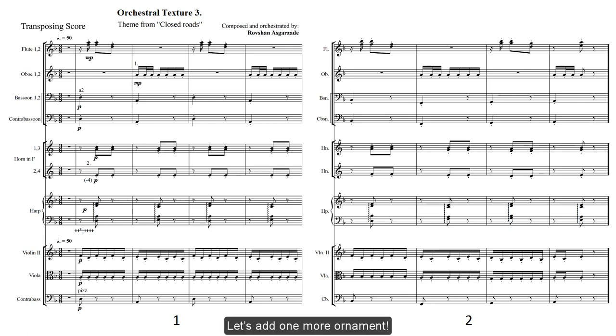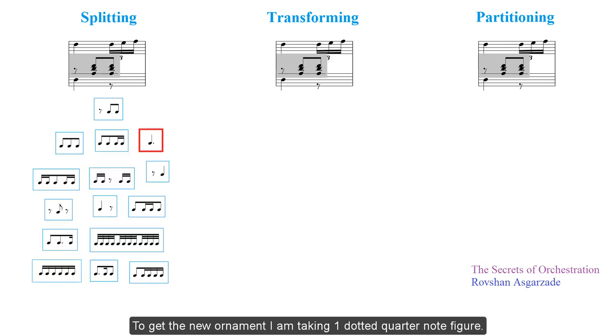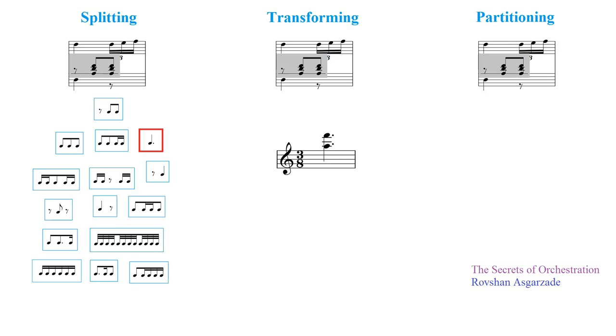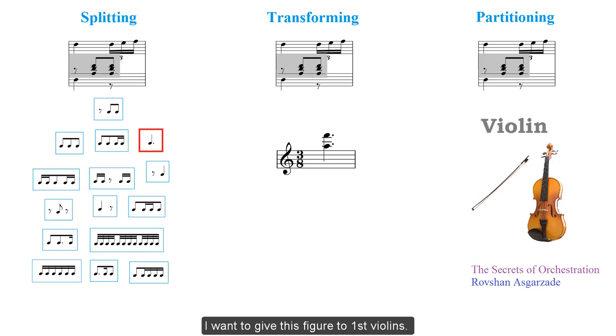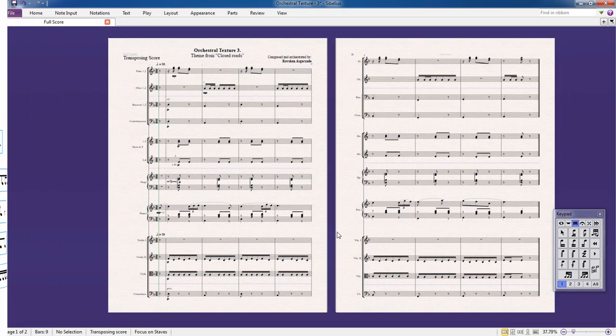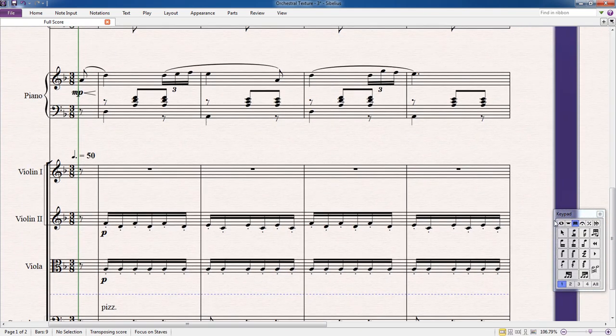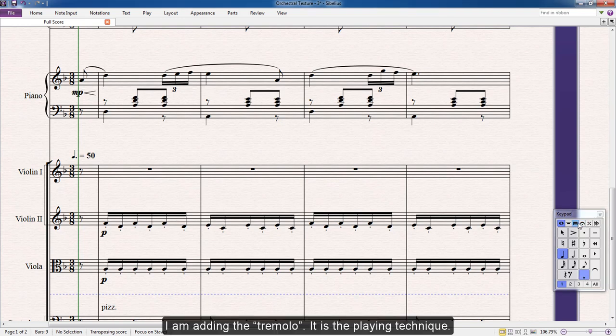Let's add one more ornament. To get the new ornament, I'm taking one dotted quarter note figure. In the transforming step, I'm adding the harmony, but it will sound in the higher register. I want to give this figure to first violins. I'm adding the tremolo, which is a playing technique.